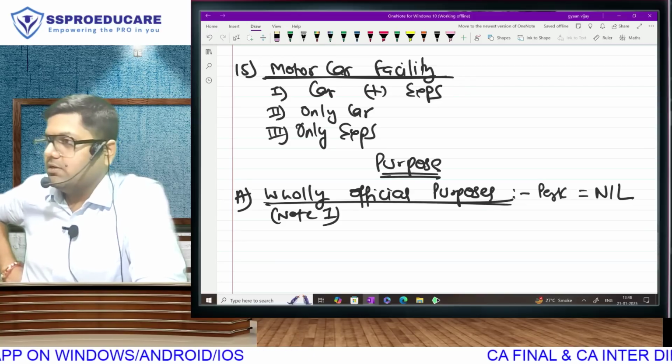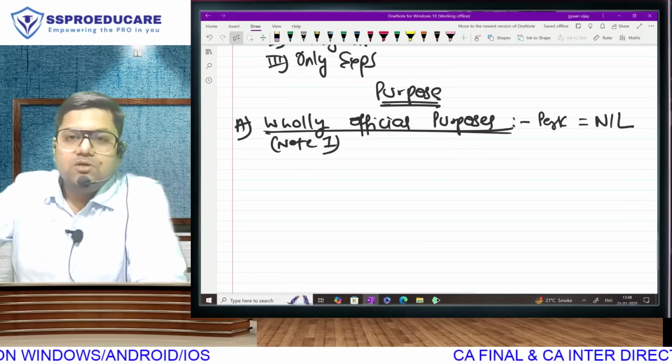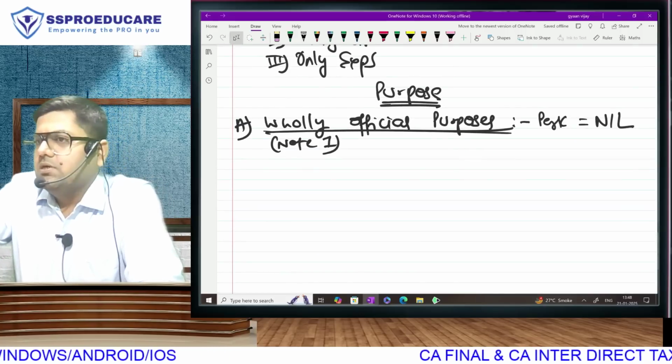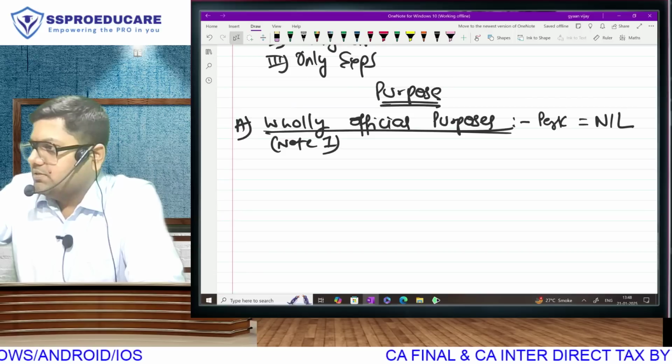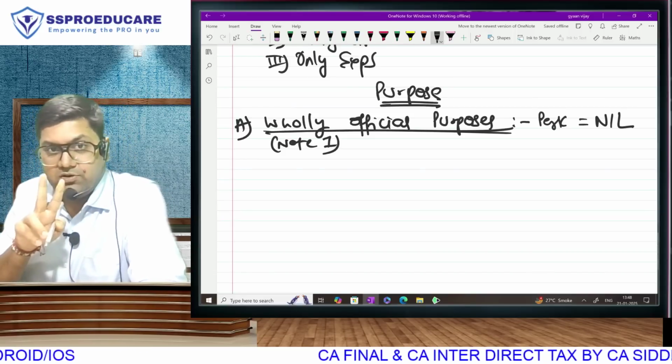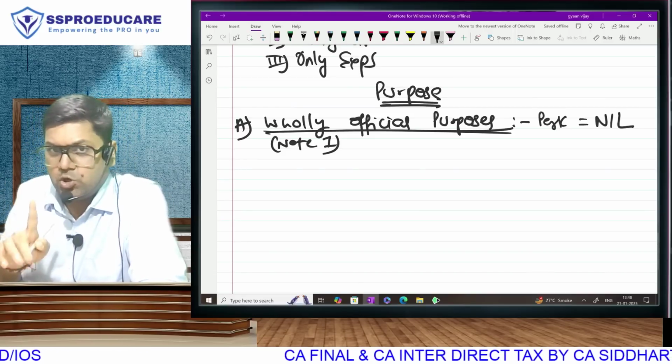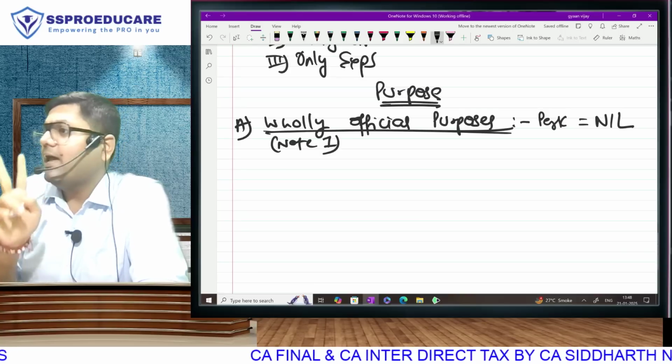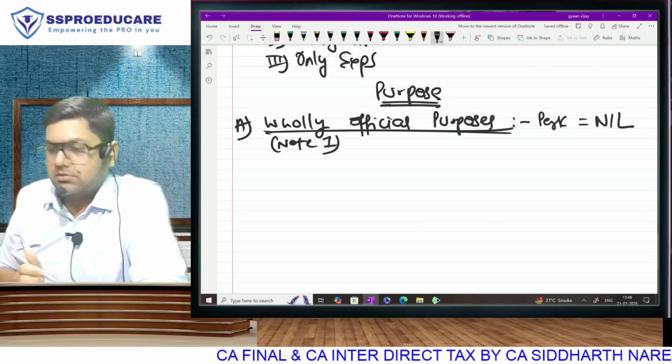Are you understanding? So wholly official purpose, perquisite value 0. Everyone is understanding? Provided you fulfill conditions, which we will write in note 1. You understood the two conditions? I'll repeat them in short. Bring a certificate from employer and keep records of all journeys.